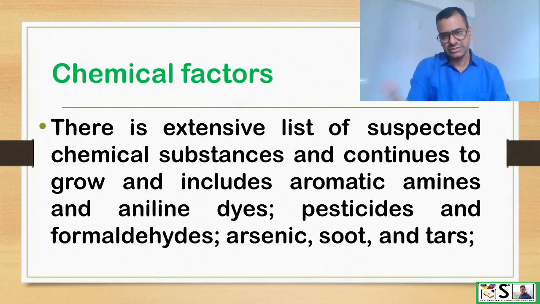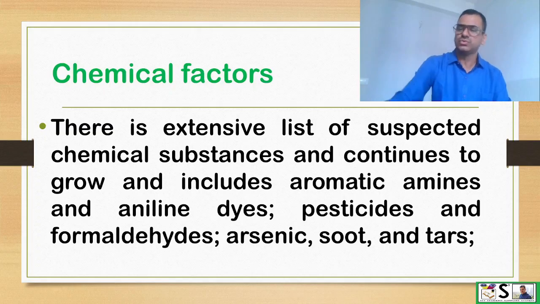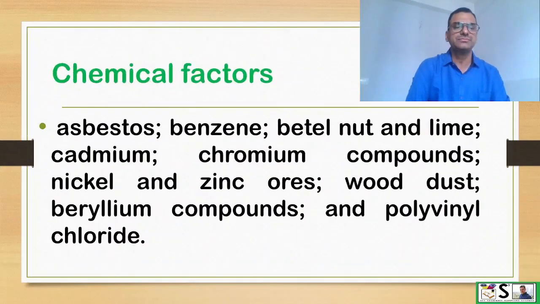The extensive list of the suspected chemical substances continues to grow and includes aromatic amines, aniline dyes, pesticides, formaldehyde, arsenic, soot and tars, asbestos, benzene, betel nut, lime, cadmium, chromium compounds, nickel, and zinc ores, even wood dust, beryllium compounds, and polyvinyl chloride.